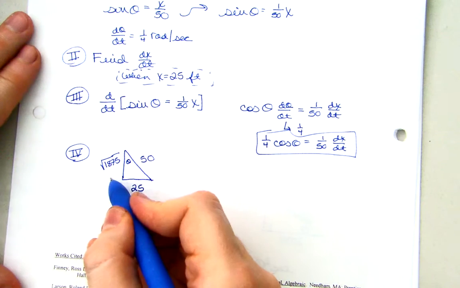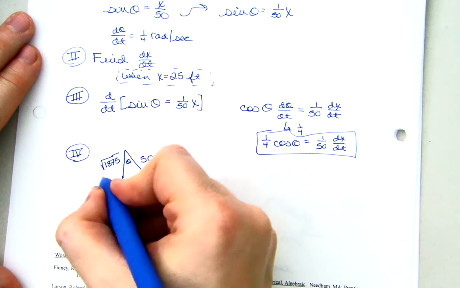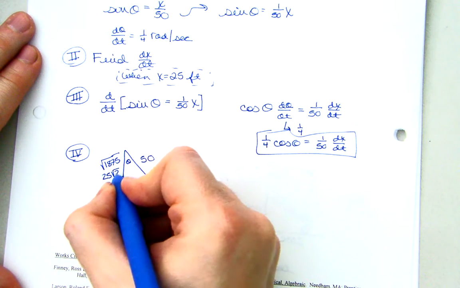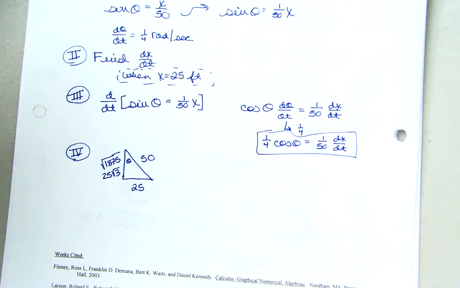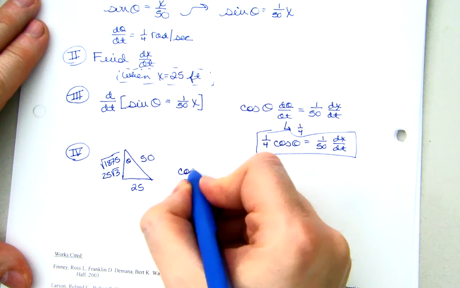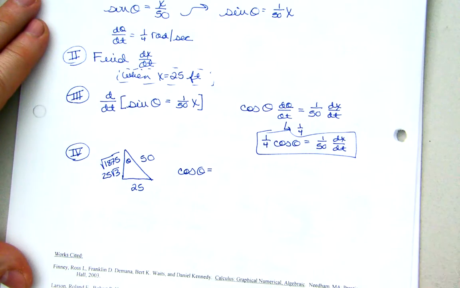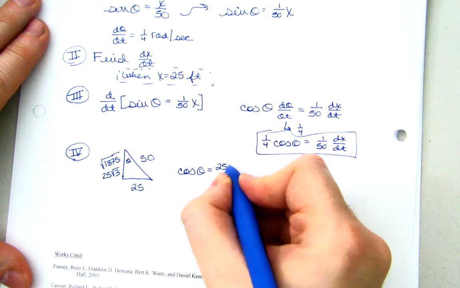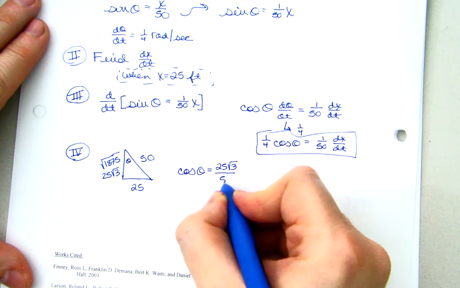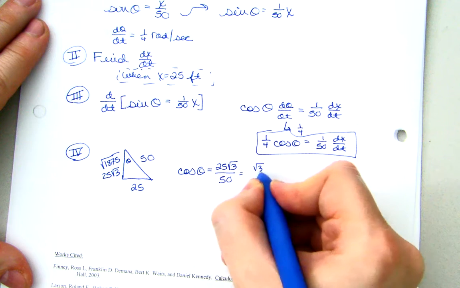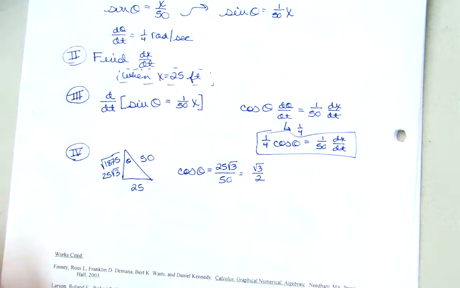Okay, what is that side? Yeah, so maybe it is a 30, 60, 90 right triangle. But we don't even really need that so much. What is the cosine of theta? I think it's 25 root 3 over 50. But we can also just call it root 3 over 2. Finish this off.